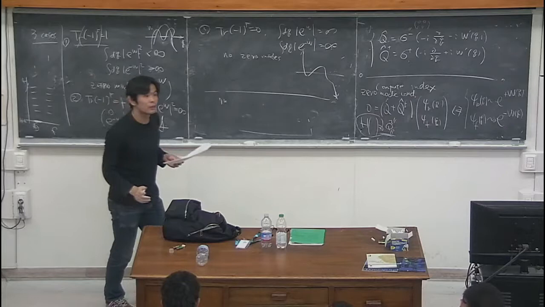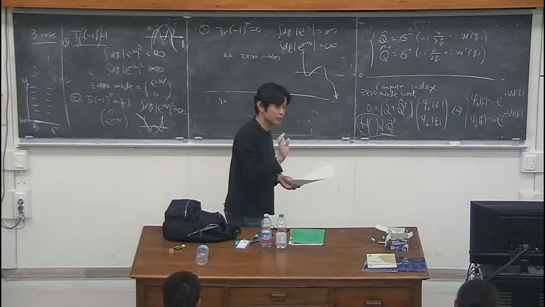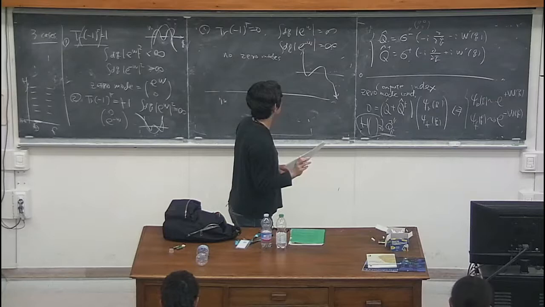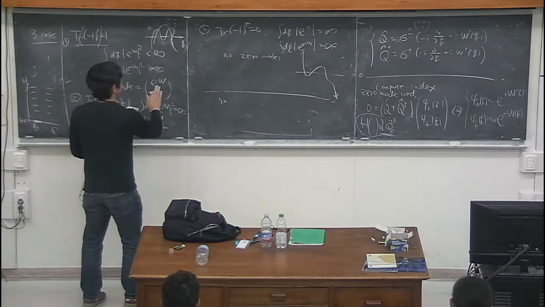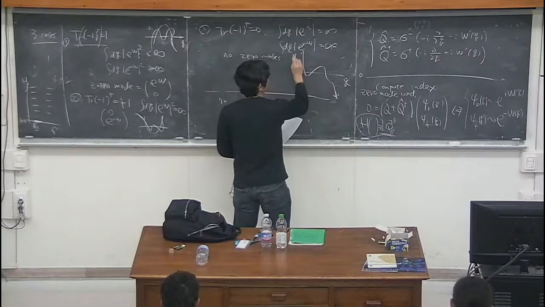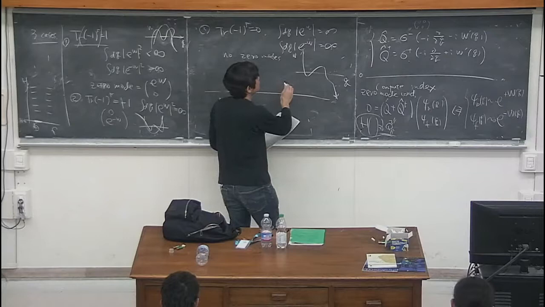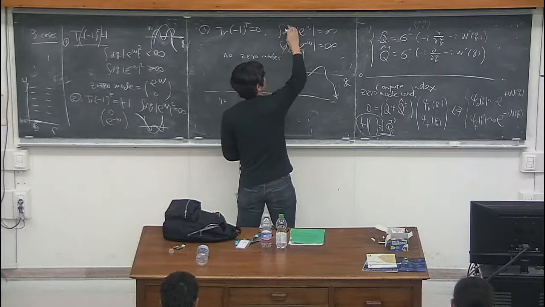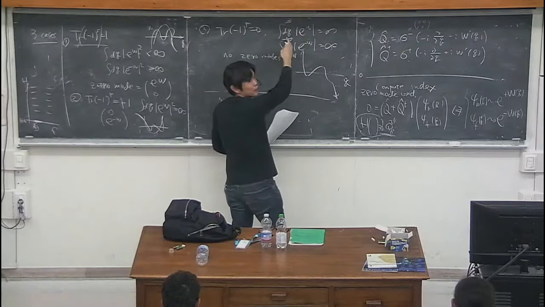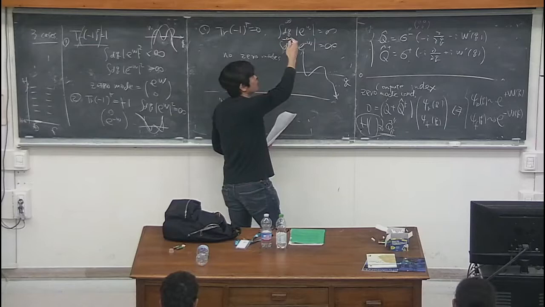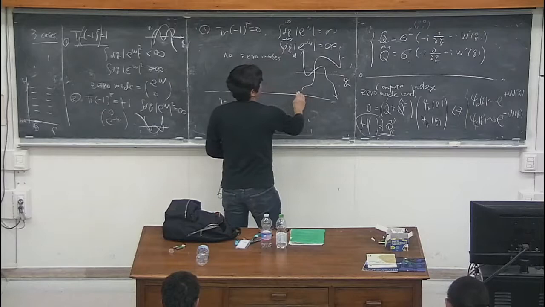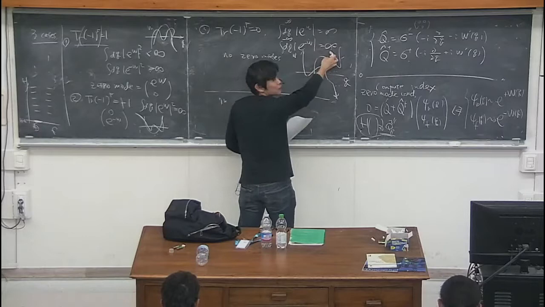This case? Third case, you mean? Here, this is Q, this is W. Q is minus infinity, and there is a divergence coming from this part and this part. So both parts can diverge. For this one or the inverse one, this part is divergent and this part is divergent.